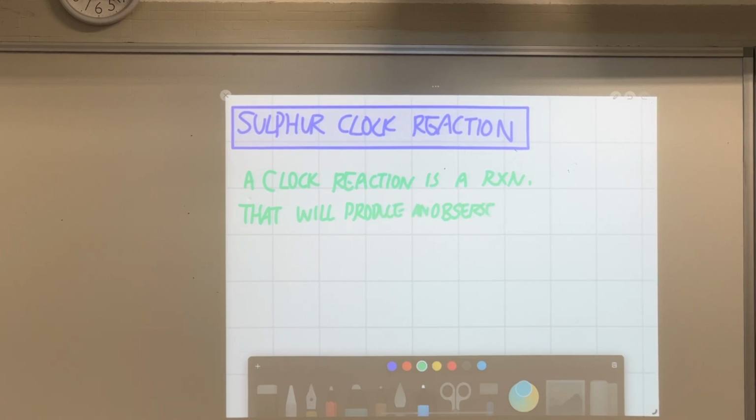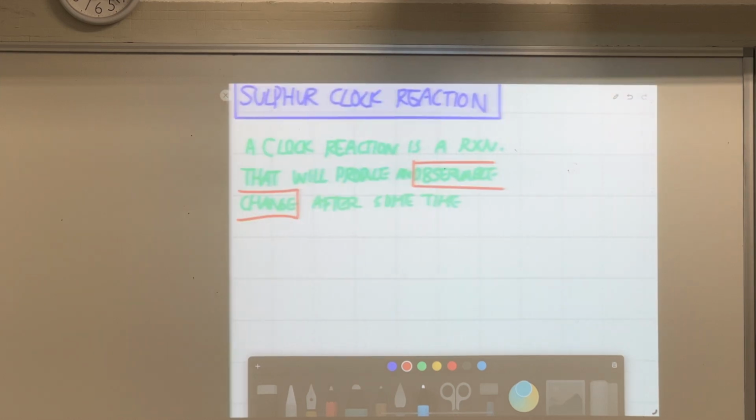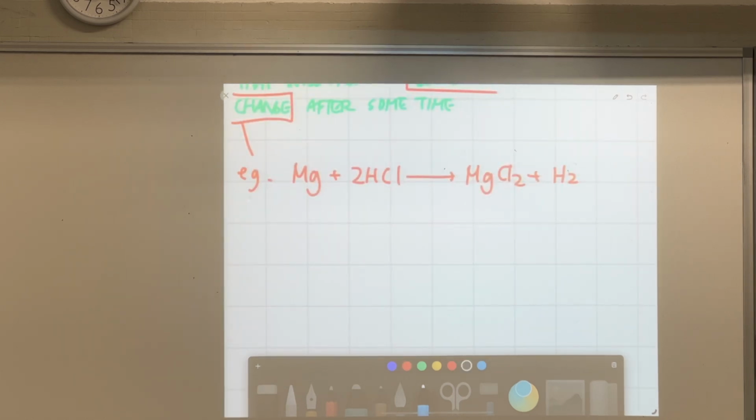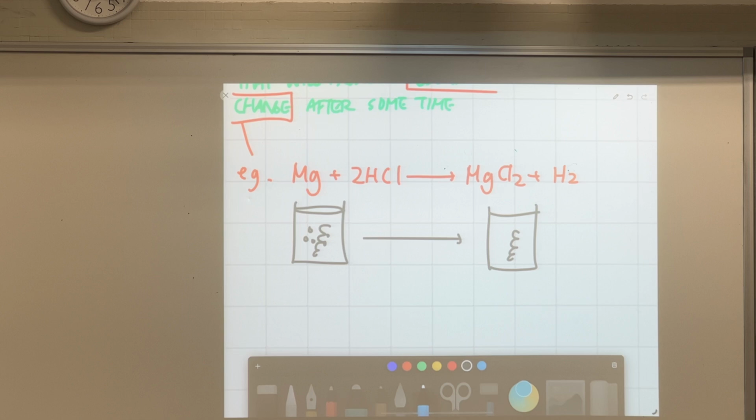So an observable change after some time. What could the observable change be? It could be the time it takes for bubbles to no longer form. For example, you can write Mg plus 2HCl forms MgCl2 and H2. At first, you will see bubbles in the reaction mixture. But after some time, there will not be any bubble left. So it will take some time before this event happens.